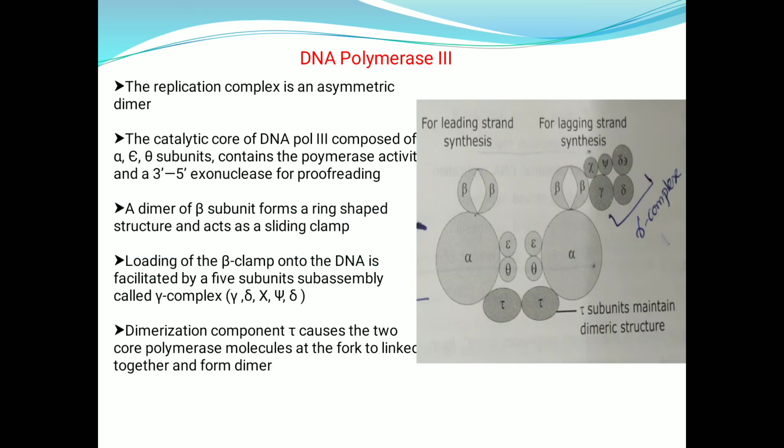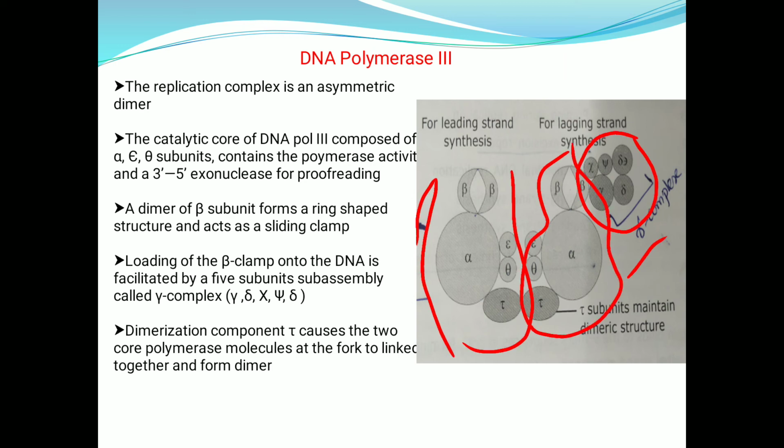Here you can see the replication complex is an asymmetric dimer. Why it is called asymmetric is because for the leading strand it has only one complex, and for the lagging strand it has another, so two complexes are together. DNA polymerase 3 forms the asymmetric complex, one for the leading strand and one for the lagging strand. These two are together with the two subunits which maintain the dimeric structure of DNA polymerase 3. The catalytic core, which is the main function of DNA polymerase 3, is composed of alpha, epsilon and theta subunits.